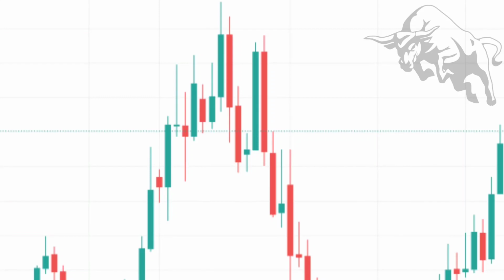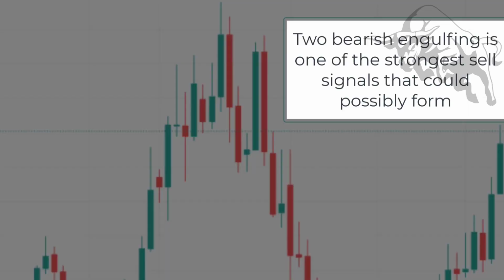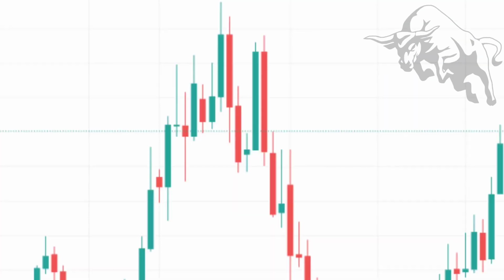In this case, we have two bearish engulfing patterns next to each other. Moreover, by adding the two together, we get an incredibly strong sell signal where we can double the size of our sell trade. So, the first bearish engulfing is the supporting technical factor.